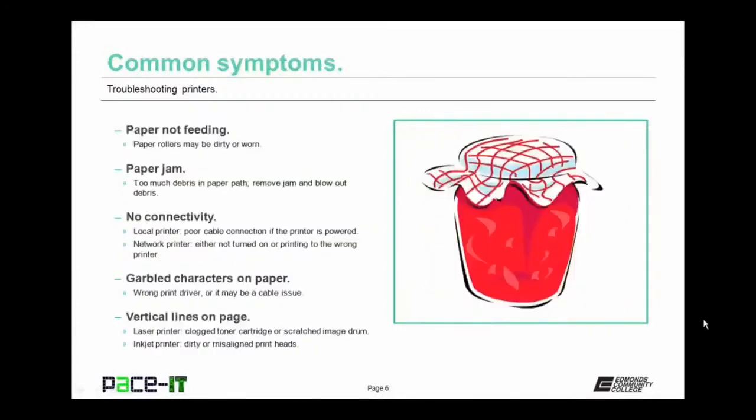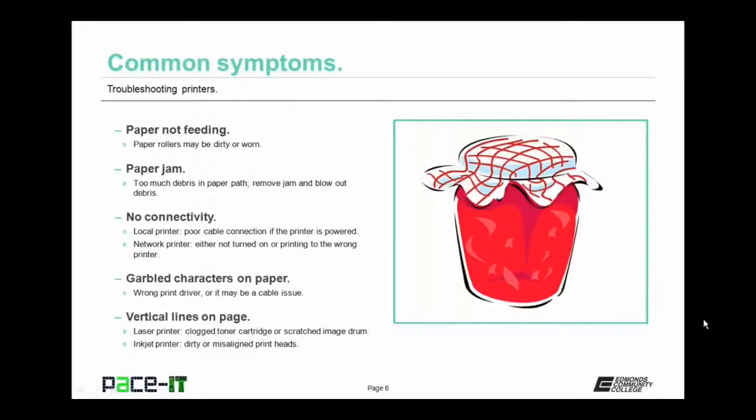If the paper is not feeding or not feeding correctly, the paper rollers may be dirty or worn. If you're having problems with paper jams, then you usually have too much debris in the paper path. Remove the jam, then use compressed air to blow out the debris.